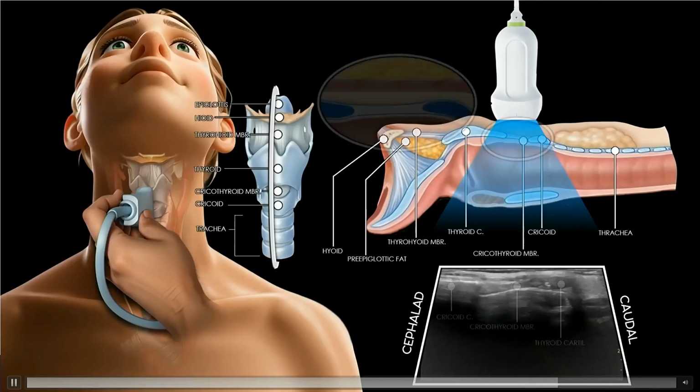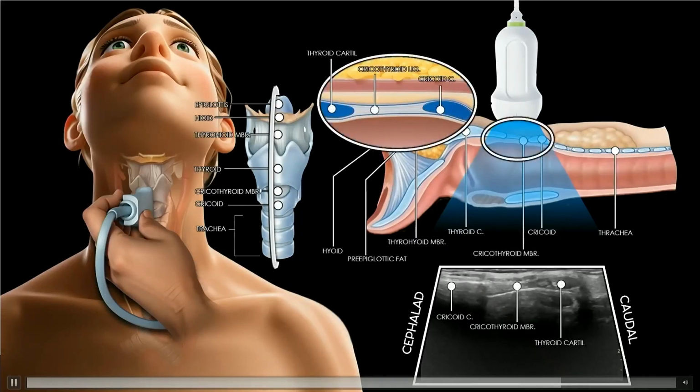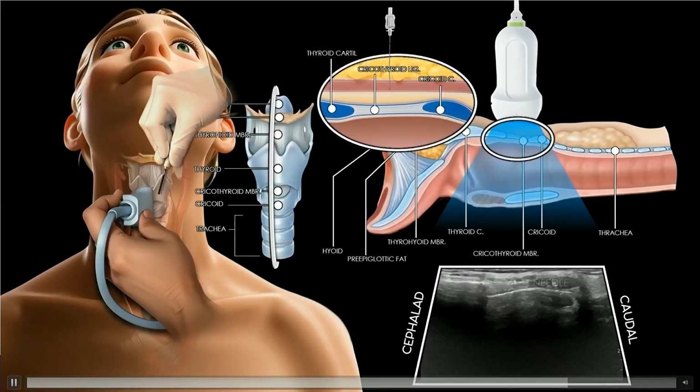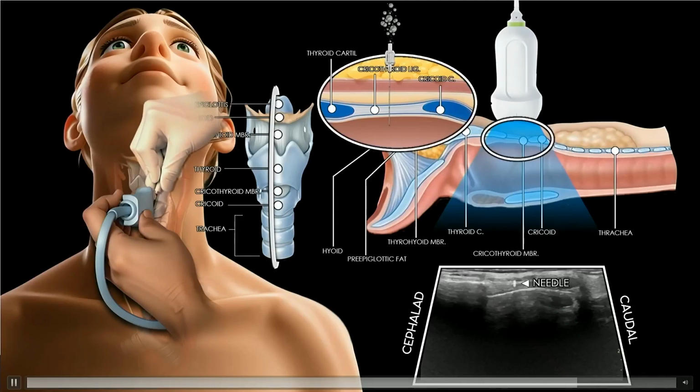Under real-time ultrasound guidance, a fine needle is inserted in plane through the cricothyroid membrane into the tracheal lumen. Air aspiration confirms correct needle placement, followed by a rapid injection of 3 to 5 milliliters of 2% lidocaine. This typically elicits a reflex cough, which helps disperse the anesthetic over the tracheal mucosa and vocal cords.